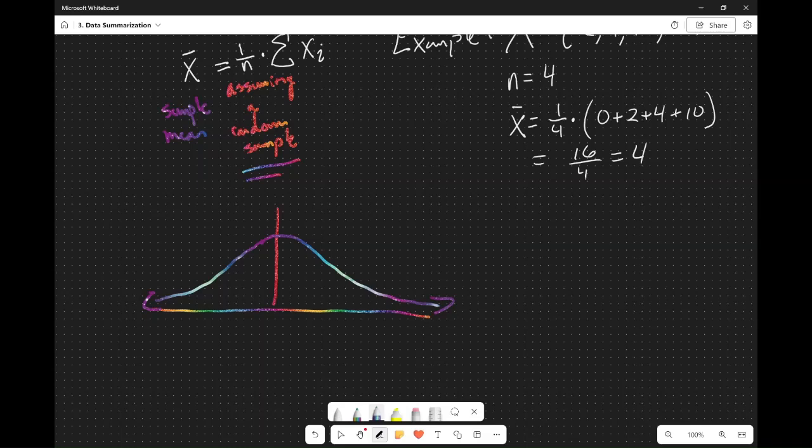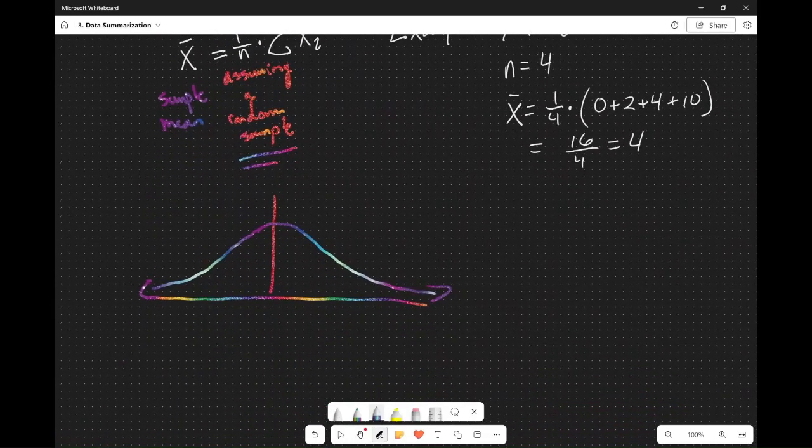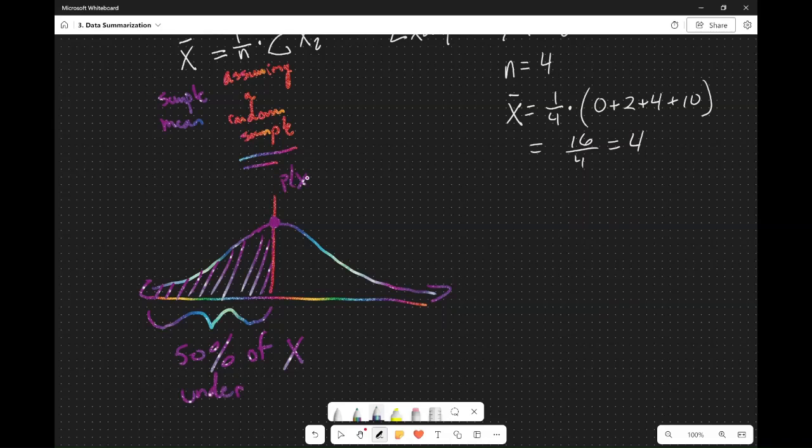Then my arithmetic mean would be measured using this, but my median would be measured by finding the 50% mark. So that means if I shade this region in here, this is 50% of X under P of X. This axis is P of X, and this axis is X.